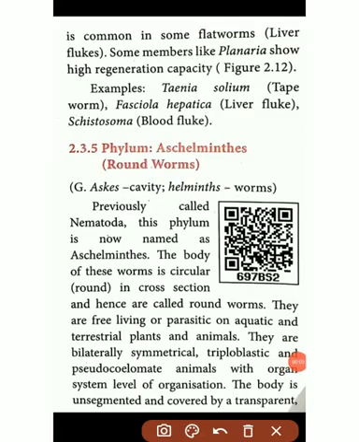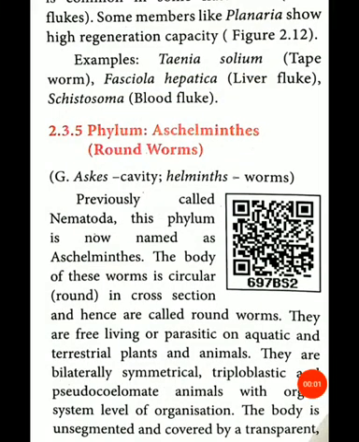Examples of platyhelminthes are Taenia solium, tapeworm; Fasciola hepatica, liver fluke; and Schistosoma, blood fluke. These are the body structures and functions of platyhelminthes.